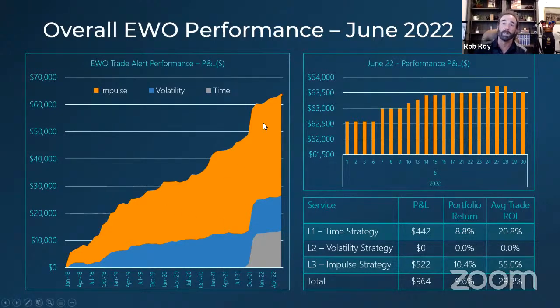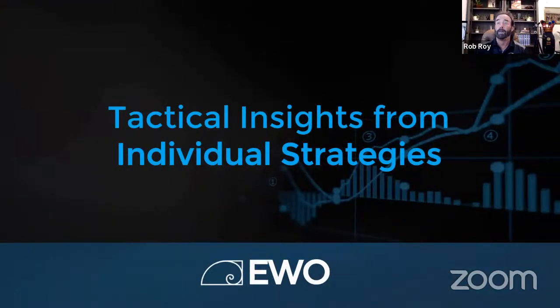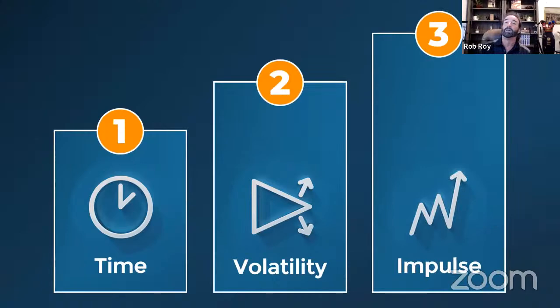And you can see the orange here as far as, if you get the direction right, you're going to make more money doing that than in anything else in the world of trading. That's just the way it is. And for us, it worked out that way for June as well. $522 profit. Look at that, a 55% average return on the trades for the month of June. So let's take a look at these individual strategies that I just mentioned.